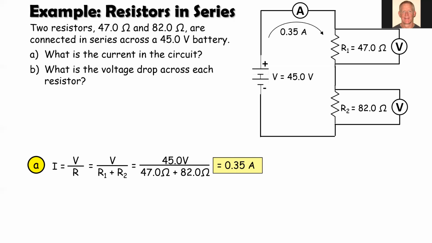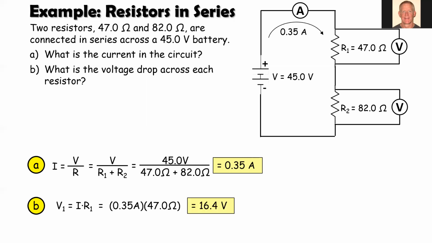They all see the same amount of current flowing through the elements, whether it's the battery or the two resistors. Now, to find the voltage drop across each resistor, with Ohm's law, we know that the voltage is equal to the current flowing through the resistor times the resistance. So if we want to know the voltage drop across R1, we simply multiply the current times R1. So 0.35 amps times 47 ohms gives us 16.4 volts.